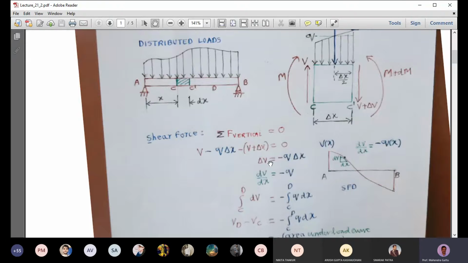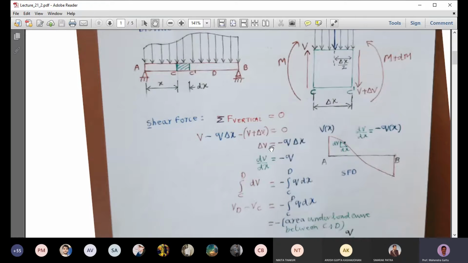You can write this in the differential form. You just send the delta x to the left hand side, so it will be in the denominator, and then we take the limit delta x tends to 0. So we will get dV by dx equal to minus Q. What it means is the slope of the shear force diagram will be equal to the applied distributed load.